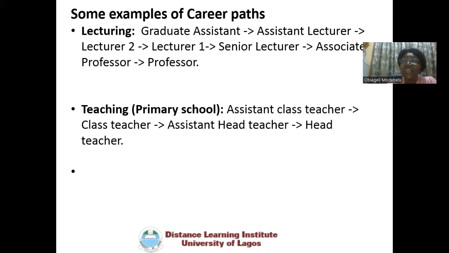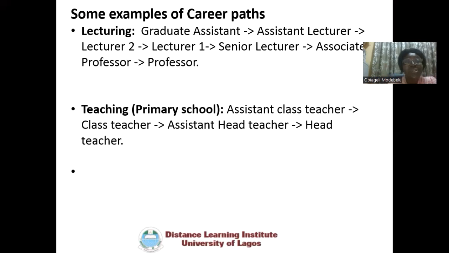Career path is the different positions that a person has taken or occupied before he gets to the peak. Let's take an example. For example, you want to be a lecturer. You will start as a graduate assistant. That's the lowest point. From there, you become an assistant lecturer, lecturer 2, lecturer 1, senior lecturer, associate professor, and now a professor. Finally, a professor. That's the peak. That's the apex of a lecturing job.